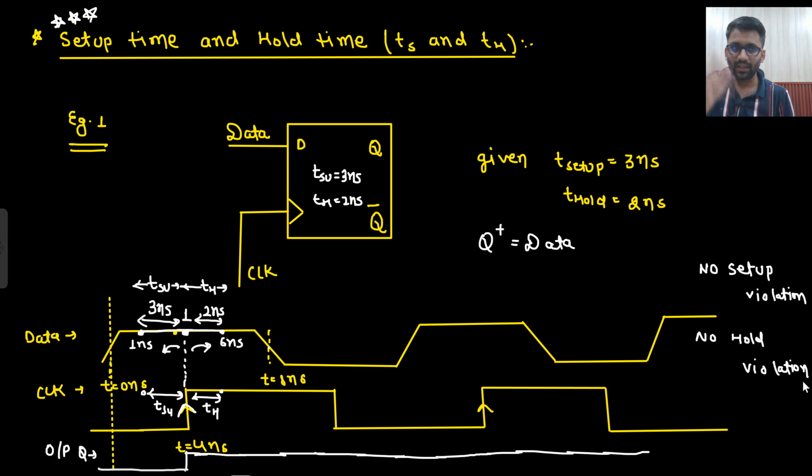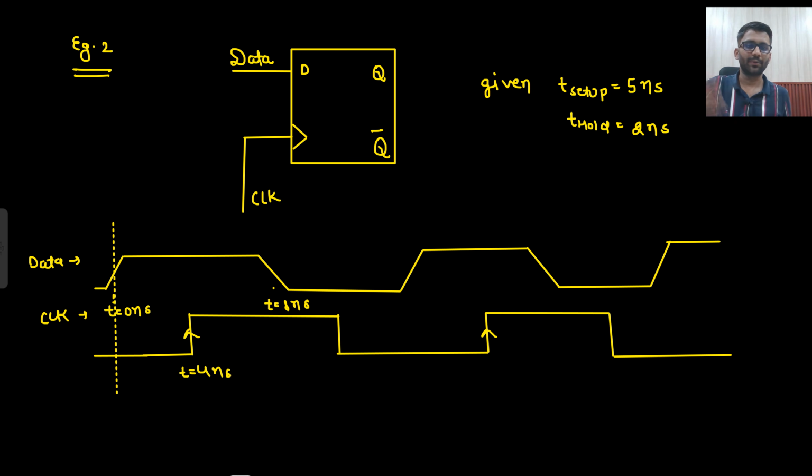That is known as setup time, and it should be stable after the clock edge for a certain time. That time is known as hold time. We will write down the definition, but let's see more examples, it will be more clear to you. Now your setup time is 5 nanosecond, and hold time is 2 nanosecond.